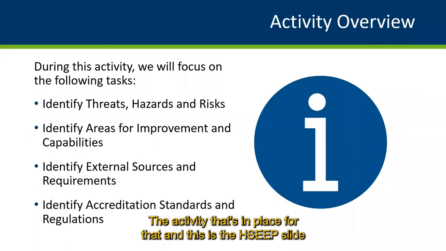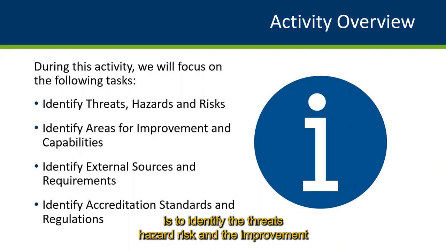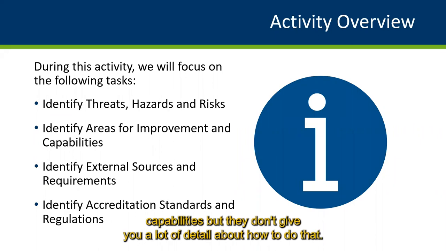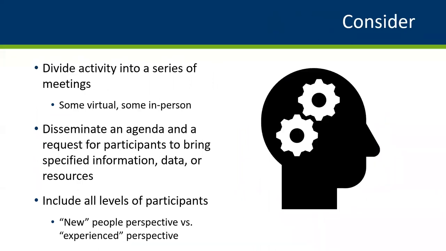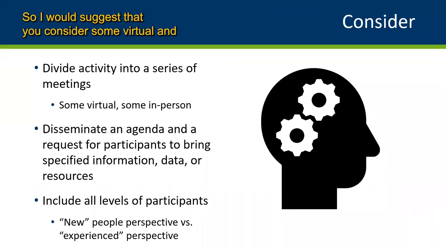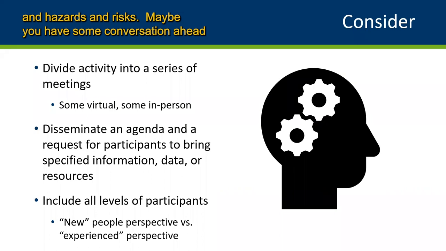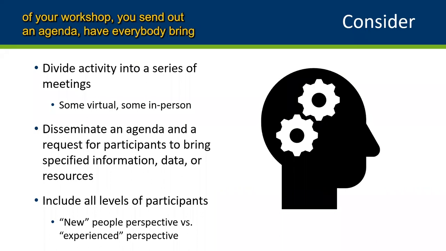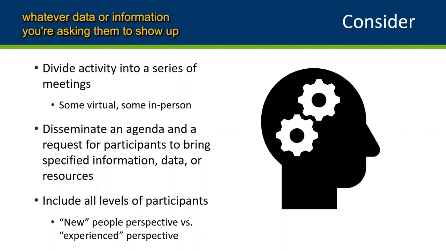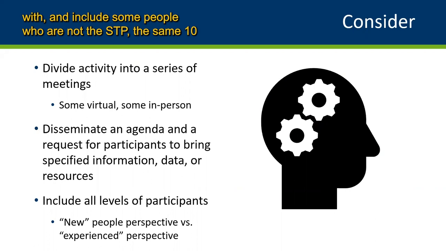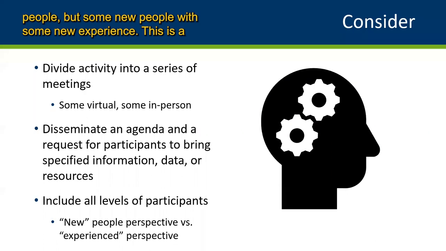The activity that's in place for that, and this is the HSEEP slide, is to identify the threats, hazards, risk, and the improvement capabilities, but they don't give you a lot of detail about how to do that. So I would suggest that you consider some virtual and some in-person meetings just for this, to identify your threats and hazards and risks, that maybe you have some conversation ahead of your workshop. You send out an agenda, have everybody bring whatever data or information you're asking them to show up with, and include some people who are not the STP, the same 10 people, but some new people with some new experience.